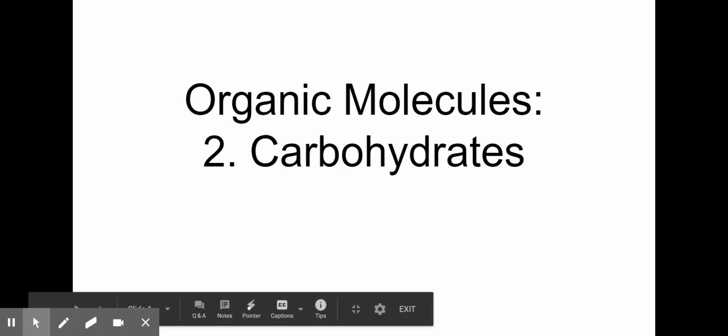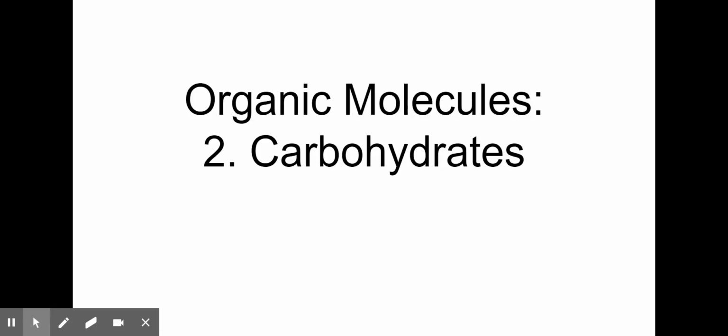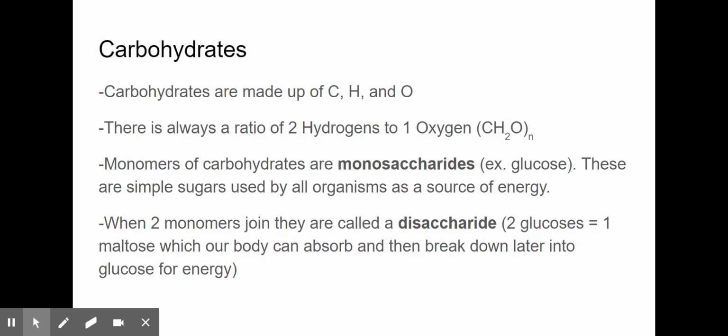And carbohydrates are going to be examples of polymers. Organic molecules again, and examples of polymers. Okay, carbohydrates. You guys have probably heard about them before, so we're just going to talk about what they're actually like on a chemical structure, and then we'll look later at what they do in your body.